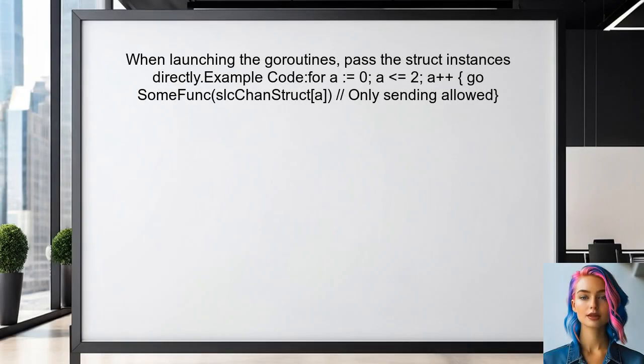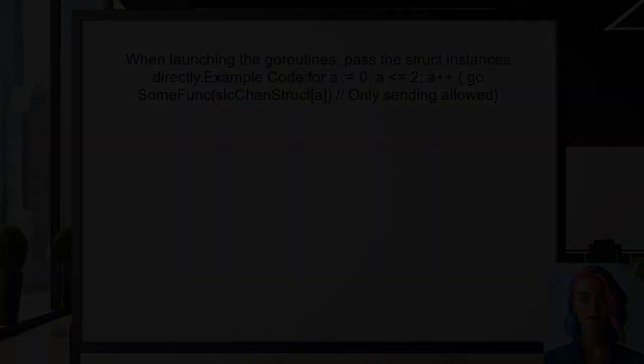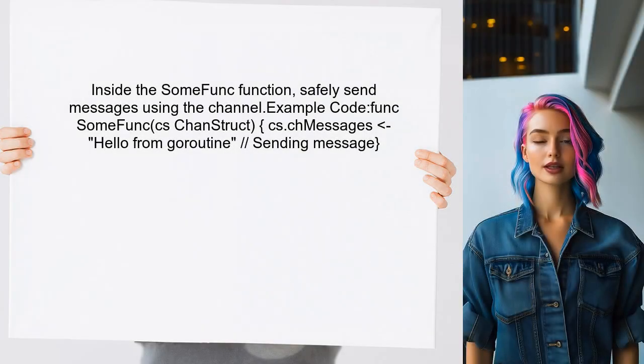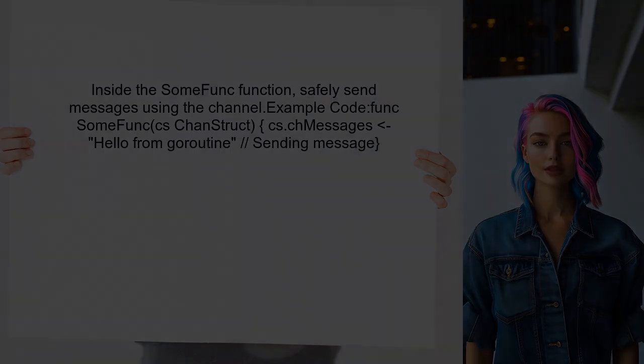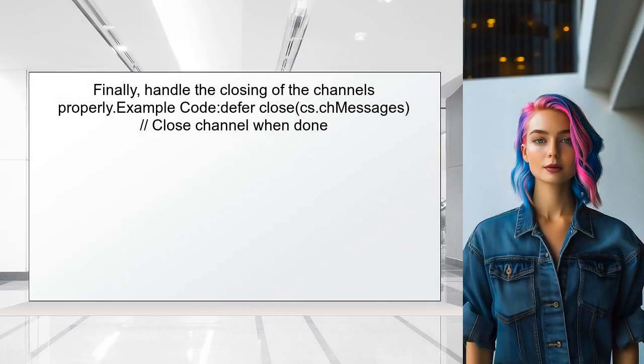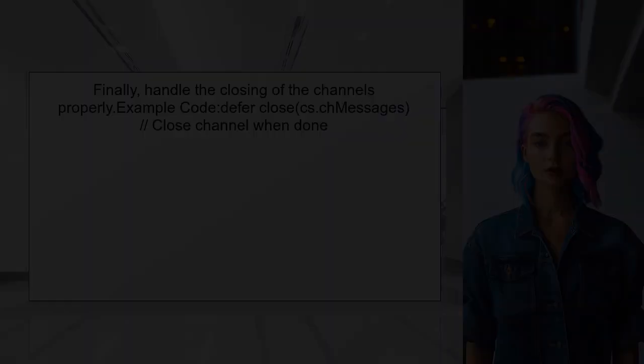When launching the Go routines, the user can now pass the struct instances directly. Since the channel is directional, the Go routines will only be able to send messages. Inside the sumfunc function, the user can safely send messages using the channel without worrying about receiving messages. This adds a layer of safety to the Go routines. Finally, the user should ensure that they handle the closing of the channels properly to avoid any resource leaks. This is important for maintaining good performance.